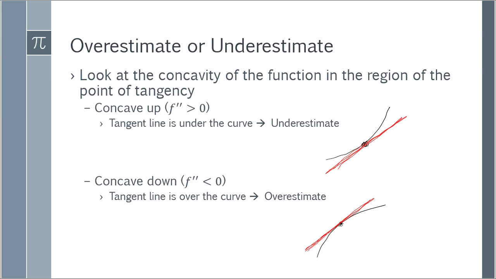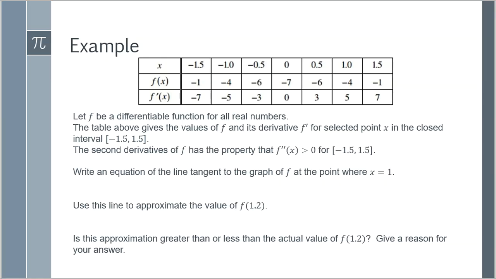So a good example of this is here, a table problem where we're given a table of x values with associated f values and f prime values. And then we are told an important thing here in our problem stem, that the second derivative, f double prime, is greater than 0, or positive, for all of the x's within our domain. So first we're asked to write the equation of a tangent line when x is 1.